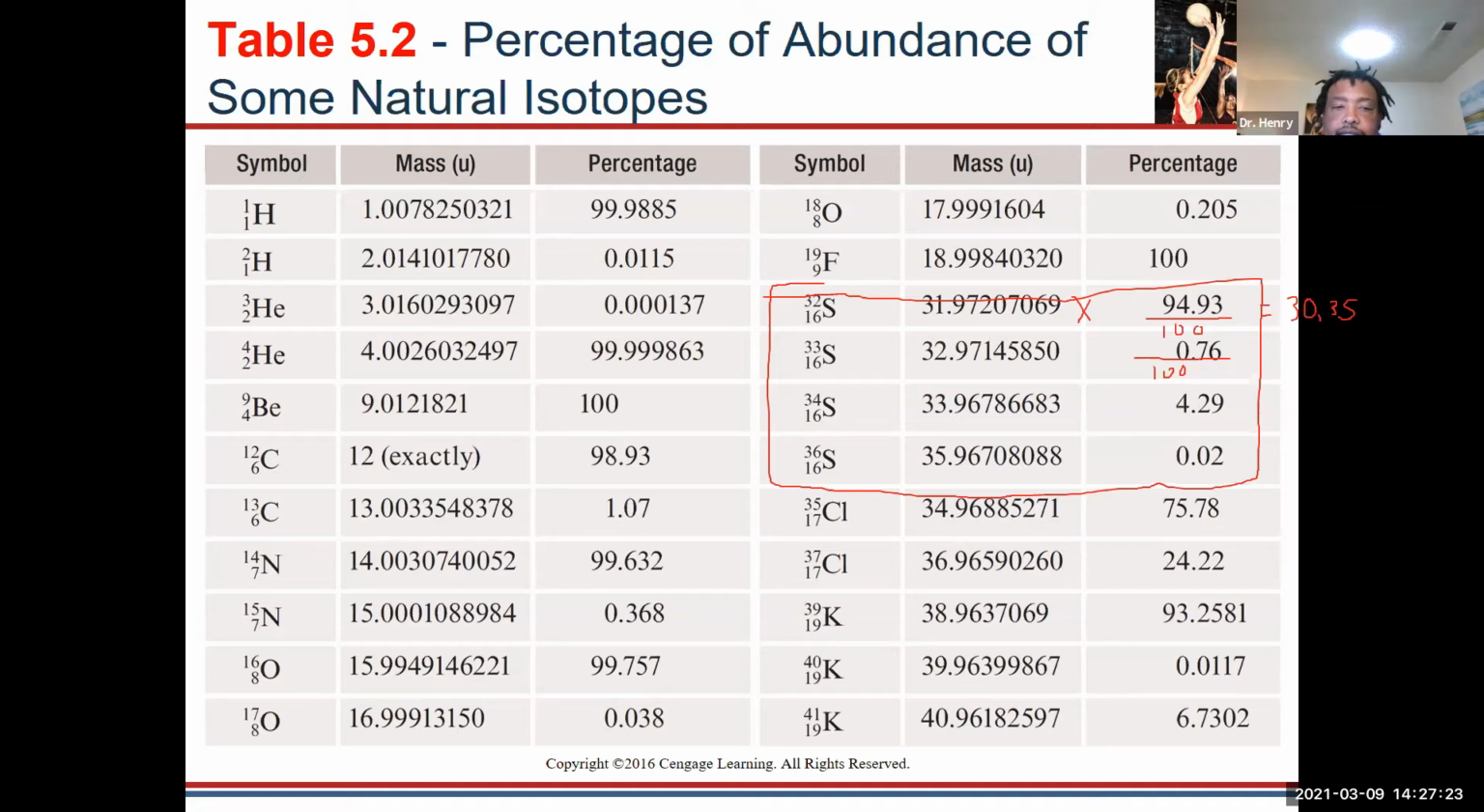32.971485 times 0.0076. 0.25. 0.25. And then the next one. Yes, oops. So yeah, we're dividing it by 100 so that we can change our percentage into a decimal.